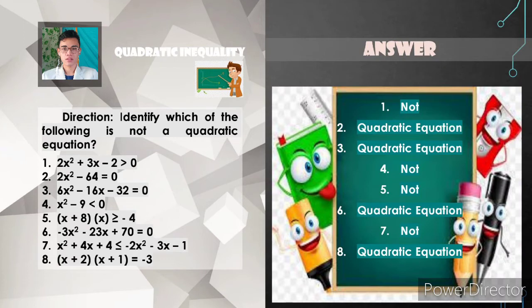Now let's answer. Number 1 is not a quadratic equation. Number 2 is a quadratic equation. Number 3 is a quadratic equation. Number 4 is not a quadratic equation, and also number 5 is not a quadratic equation. Number 6 is a quadratic equation. Number 7 is not a quadratic equation, and number 8 is a quadratic equation.